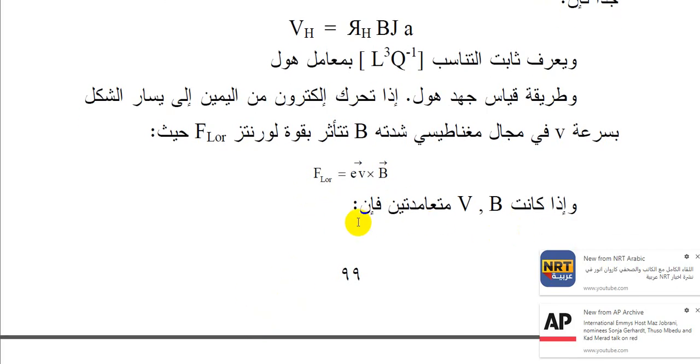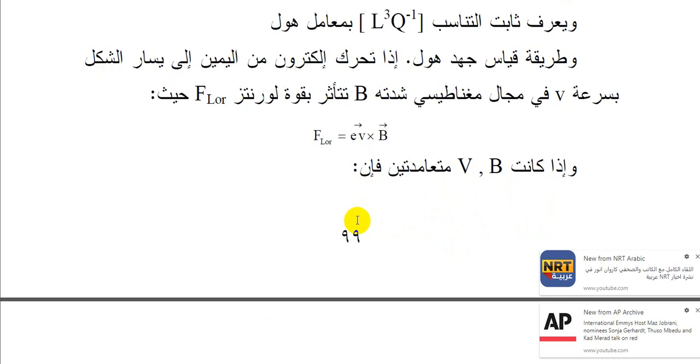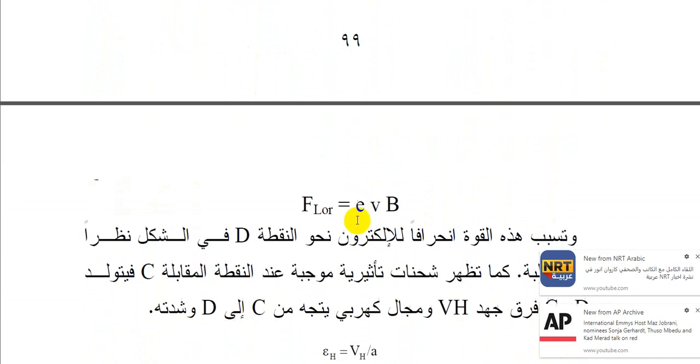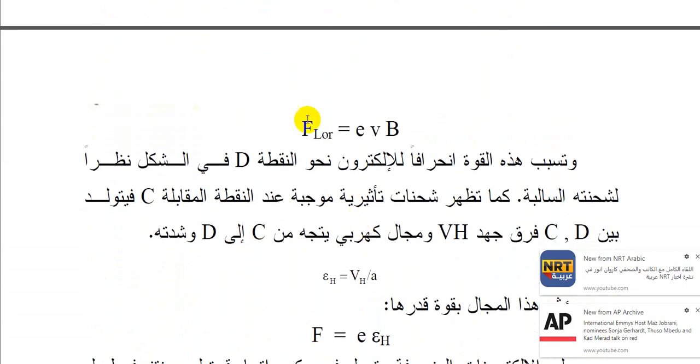V and B are perpendicular vectors. In case V and B are perpendicular, the Lorentz force F equals eVB.